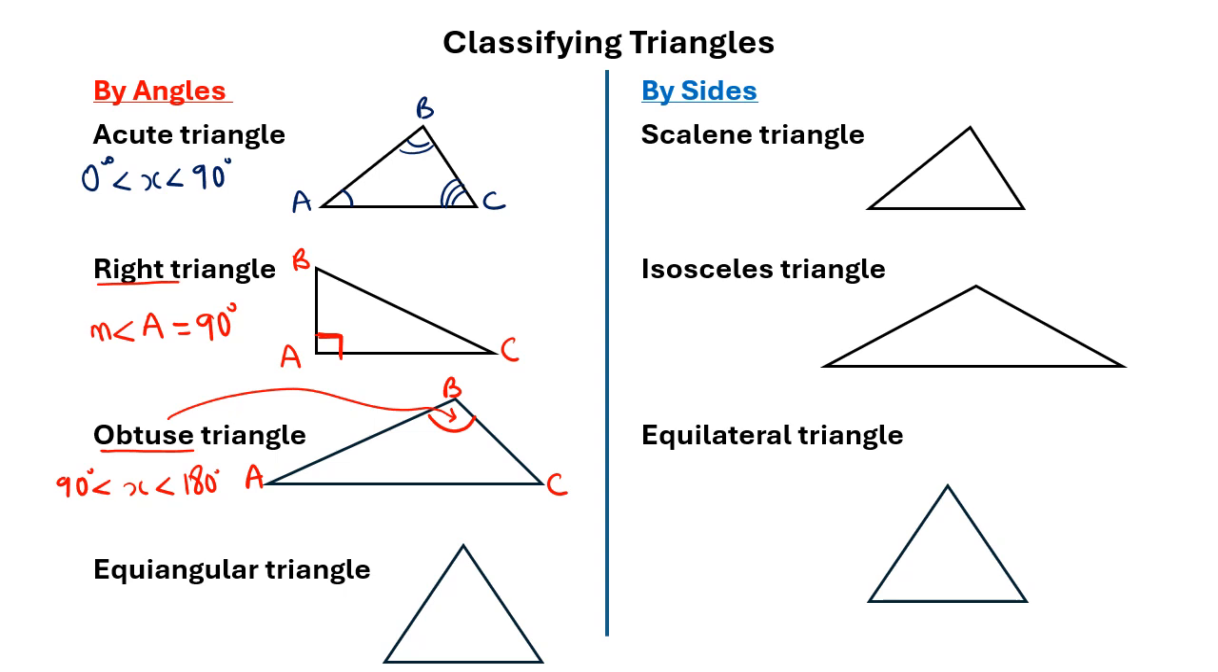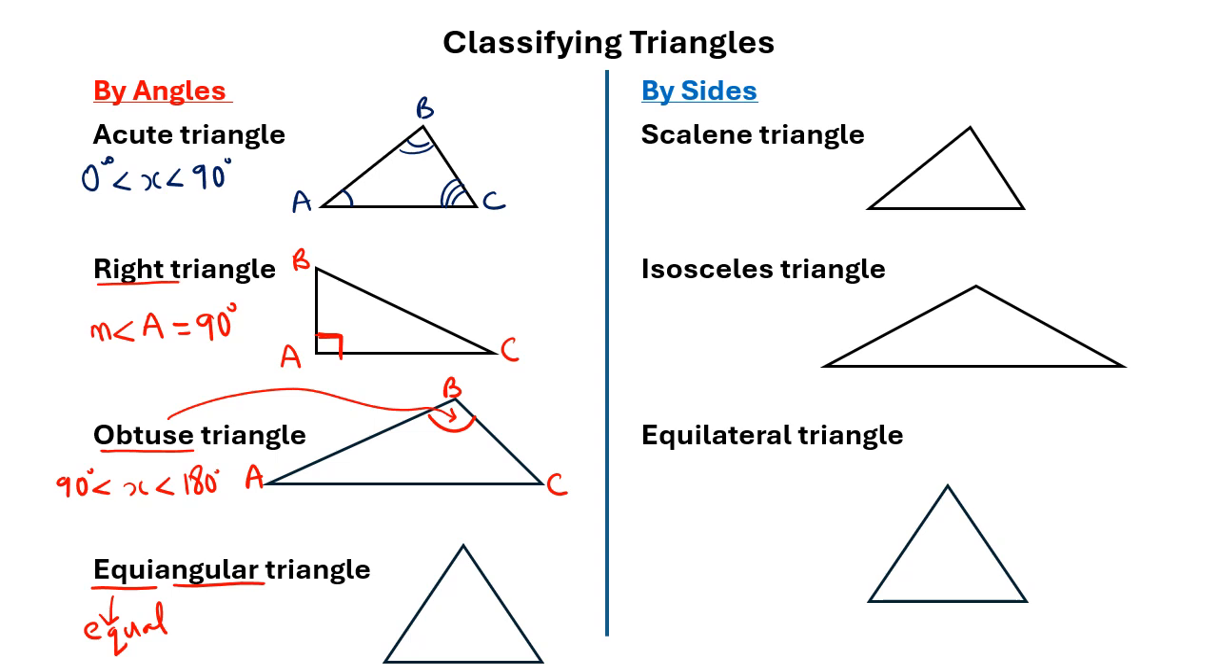All right. So next we are going to name a triangle called an equiangular triangle. For this, equi means equal.